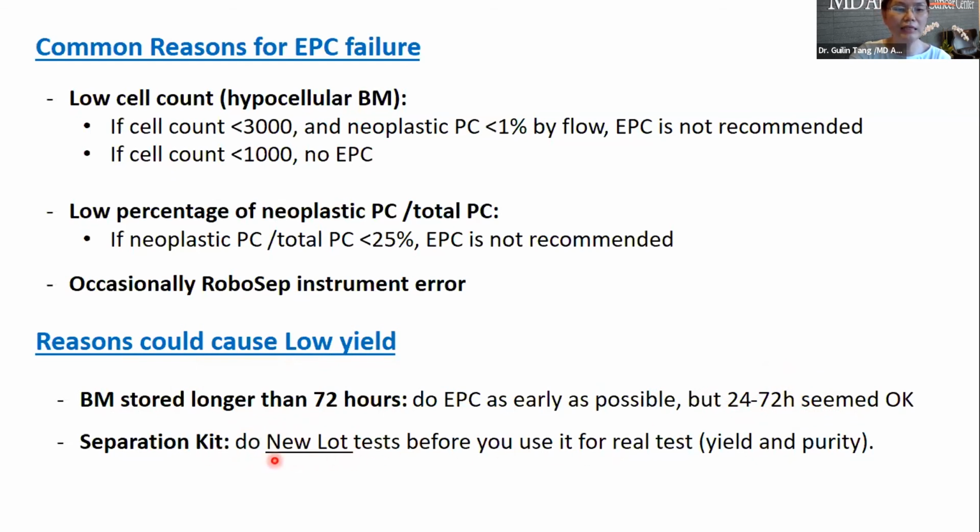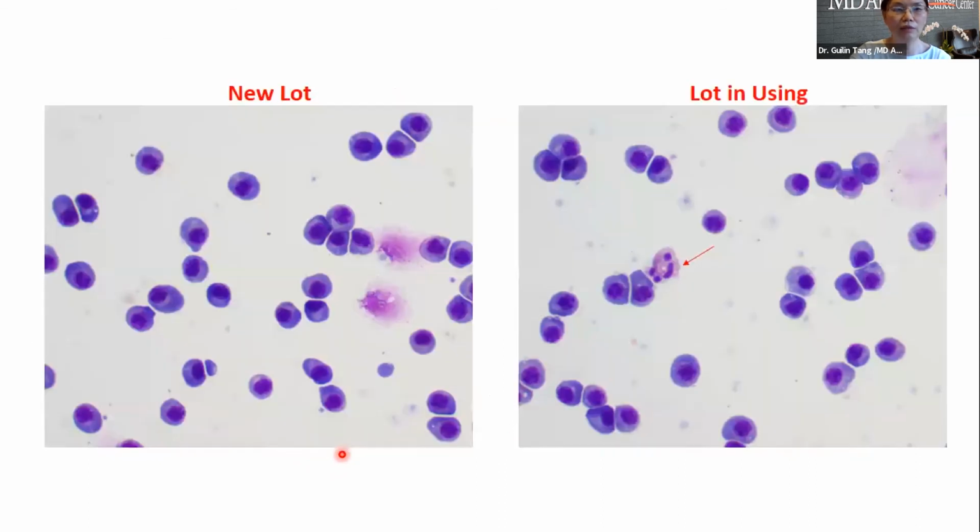Another one is the separation chip. This one I think is important, so I recommend that every time you receive a new lot, you do a lot test. Just this week we did one with a new lot. You can see beautiful plasma cells, and this is the lot we are using right now. You see one neutrophil, but the purity is still great, 95%. It's really, really good.